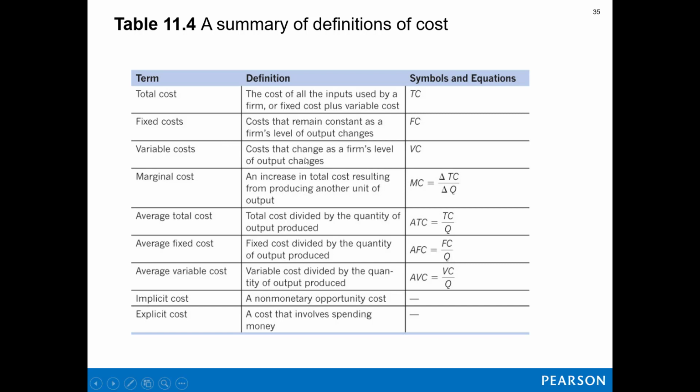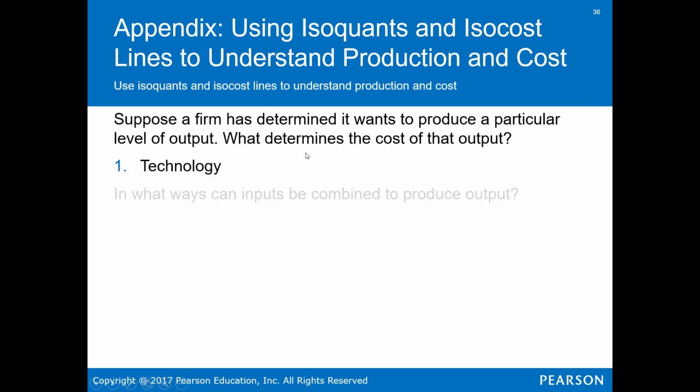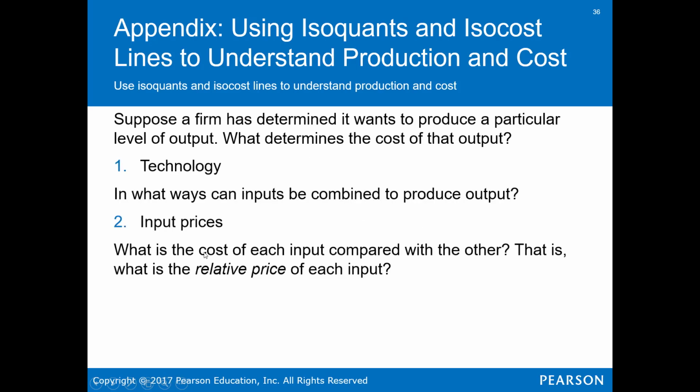Remember, implicit costs are non-monetary costs, and explicit costs are costs that involve spending money. And that's where we're going to end.